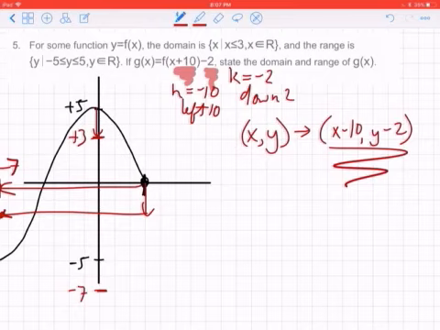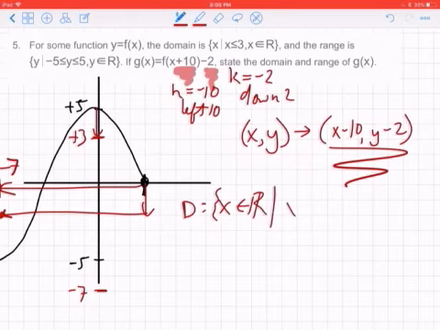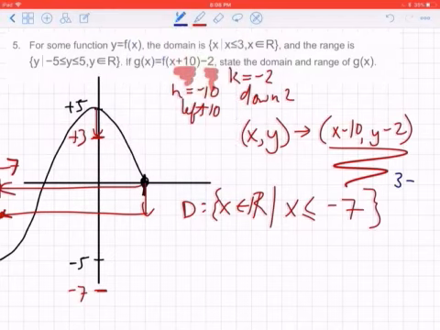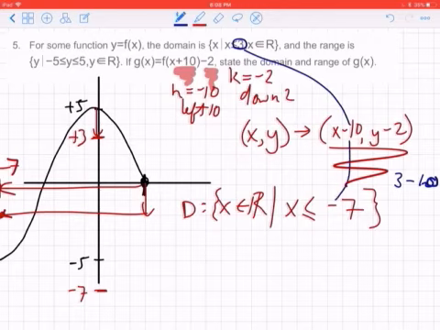So whenever you see something in the x in the domain, we can say the domain then is going to be x is an element of real numbers such that x is less than or equal to -7. Okay, and the way that I got -7 is just by saying, well, it's 3 minus 10, right? So if this value up here was 3, I'm going to take that, put the -10 in there, and I get out a -7.